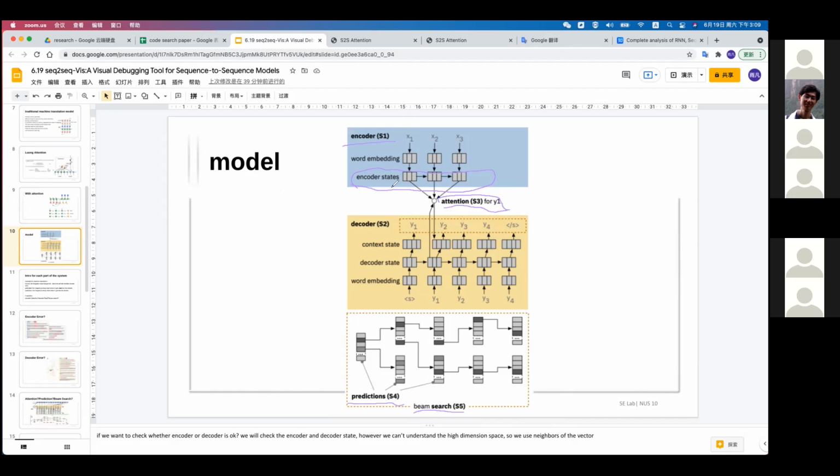It visualizes the encoder state, the attention score, the decoder state, and the prediction and beam search. Then the user will see whether each part works well or not. For example, for the encoder state, because this is a very high dimensional vector, a human can't actually know whether it is good or not. In this paper, he used some techniques. Okay, we will use an example to show this.